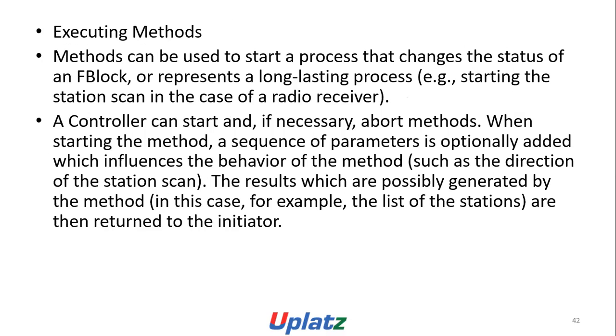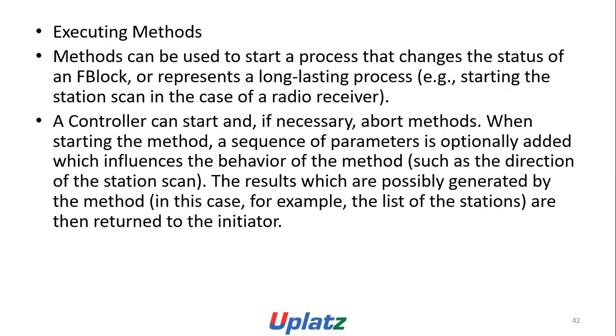Executing methods can be used to start a process that changes the status of the Fblock or represents a long-lasting process, for example starting the station scan, in this case of a radio receiver. A controller can start and, if necessary, abort methods. When starting the method, a sequence of parameters is optionally added which influences the behavior of the method, such as the direction of the station scan.